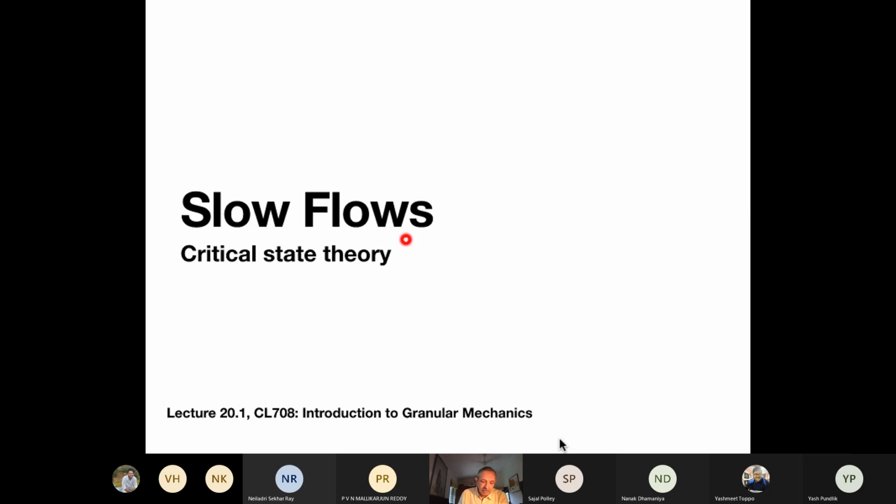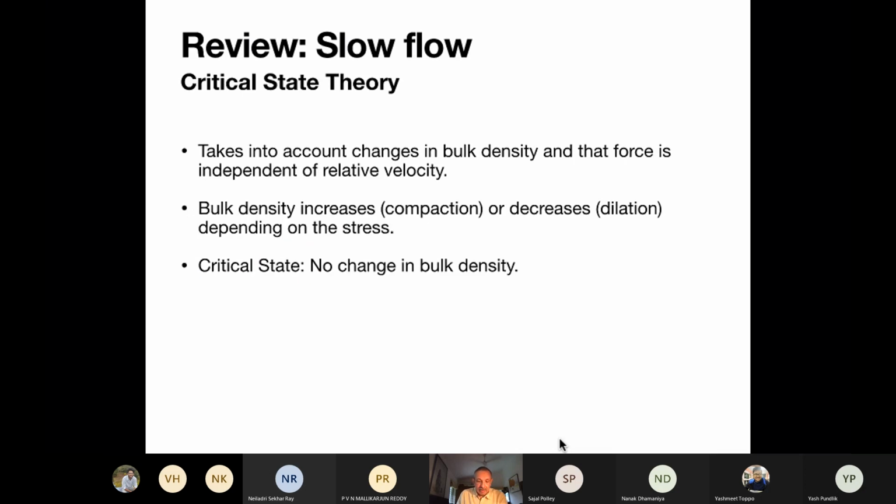And then we talked about another theory called the critical state theory. This has actually been developed in the context of soil mechanics. In this theory, the basic idea is that you take into account changes in density. So as I mentioned, it takes into account changes in bulk density, but it also makes sure that the stresses are independent of the relative velocity between particles.